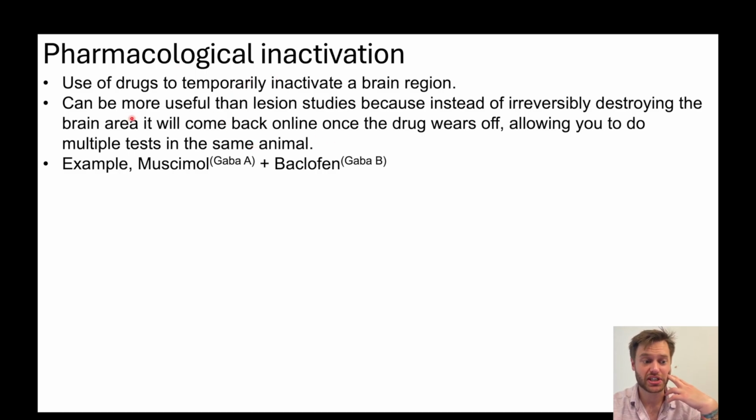Pharmacological inactivation is the use of drugs to temporarily inactivate a brain region. It can be more useful than lesion studies because instead of irreversibly destroying the brain area, it will come back online once the drug wears off, allowing you to do multiple tests in the same animal.